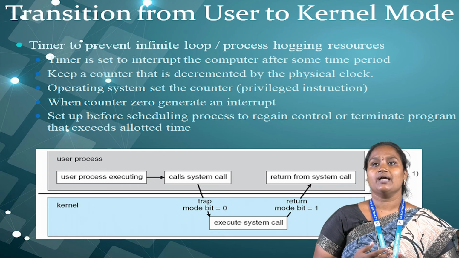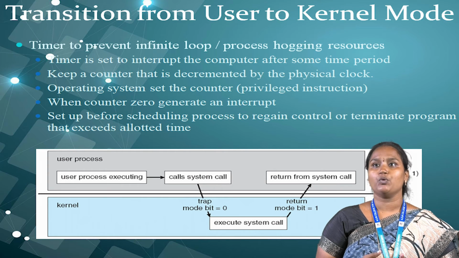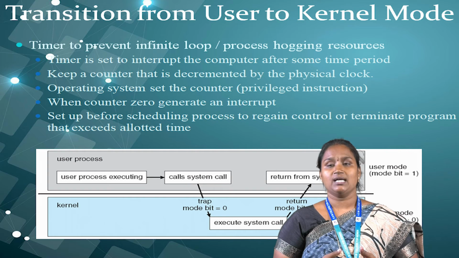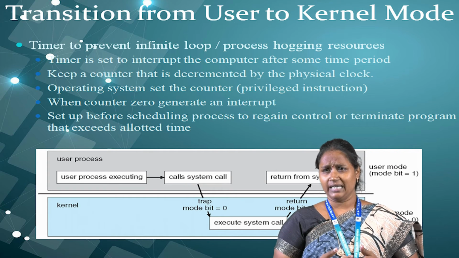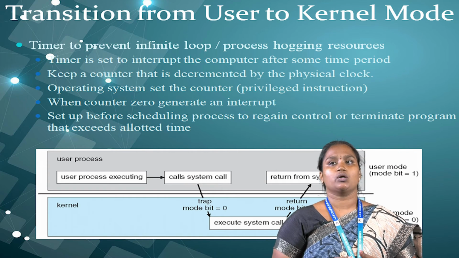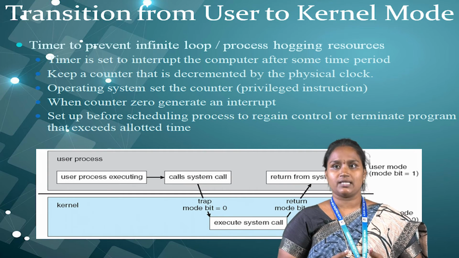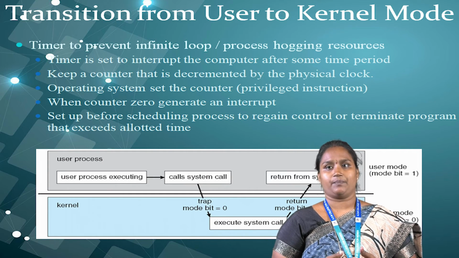The timer is set to interrupt the computer after some time period. Keep a counter that is decremented by the physical clock. The operating system sets the counter. When the counter reaches 0, it generates an interrupt.